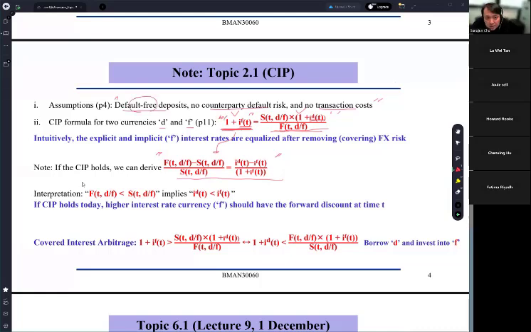Now, why are these assumptions important? I told you already, this can be risk-free, this can be risk-free. But in fact, we can relax this assumption a little bit. This can actually be a defaultable deposit, but still we can get this equality. In which case, let's assume the default risks for the bond in F and the bond in D are equal.